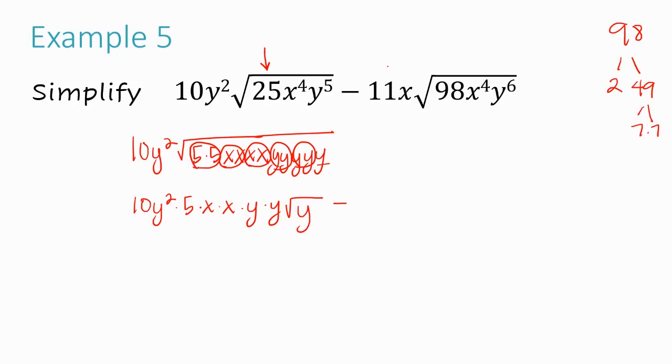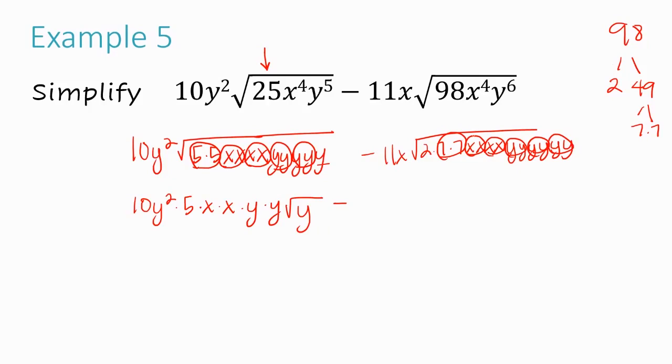Okay. Now, because I have the prime factors of 98, I'm going to go ahead and write all of that underneath. Minus 11x, the square root of 2 times 7 times 7, x, x, x, x, and then y, y, y, y, y, y. Okay. Now I'm going to circle pairs. I have a pair of sevens. I have a pair of x's, x's. y, y, y, y.